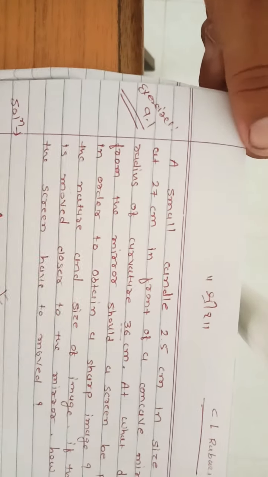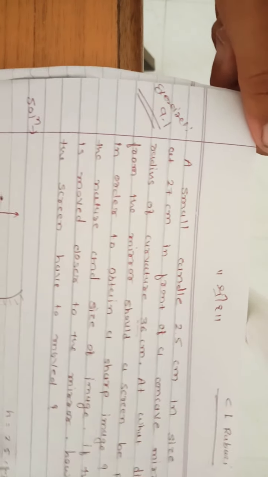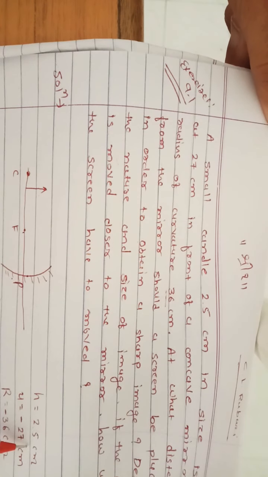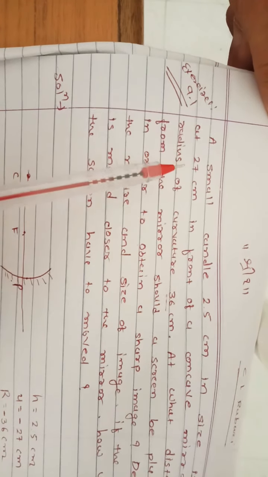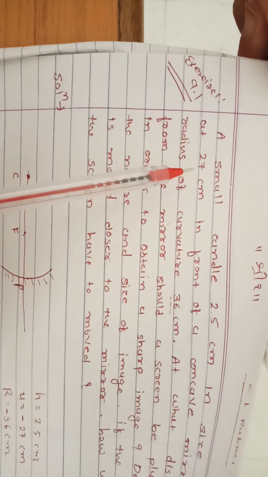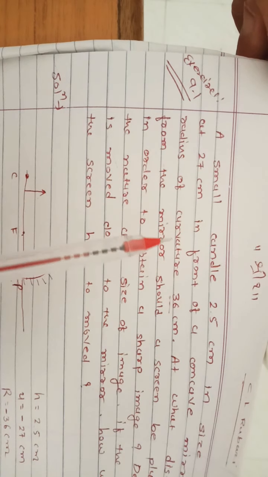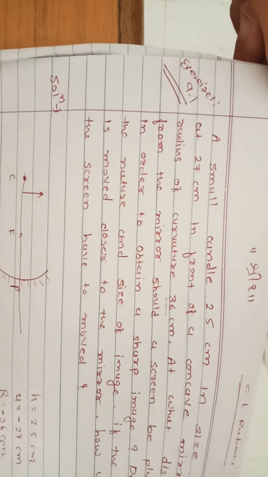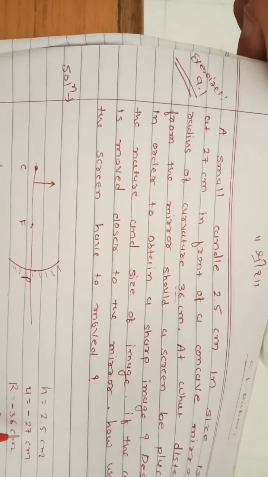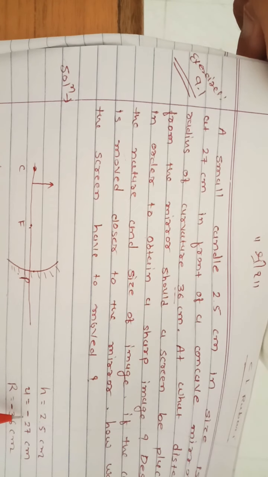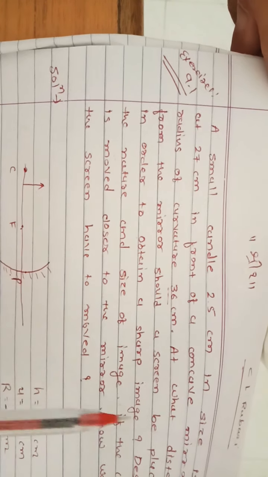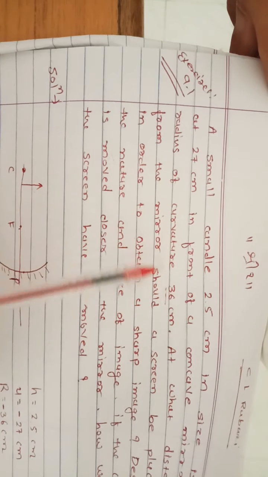The size of the object is given, denoted by H. So H is equal to 2.5 centimeters. After that, the object is placed at 27 centimeter in front of the concave mirror. This is the object distance, denoted by U. So U is equal to minus 27 centimeter, and this is negative because it is on the left hand side of the pole.